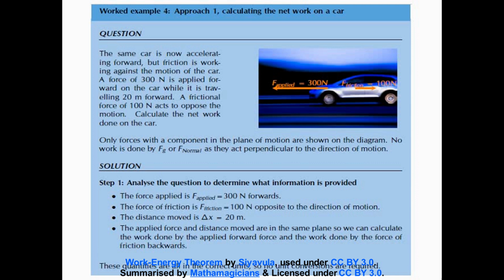All right, let's have a look at the solution. As always, we first analyze the question and we determine what information is provided. So they gave us the force applied, which is 300 newtons forward, the force of friction, which is 100 newtons in the opposite direction of motion, so backwards. The distance, delta x, was 20 meters, and the applied force and distance are in the same direction as the car, so they are in the same plane. So we calculate the work done by the applied force and the work done by the force of friction, which is backwards. And these quantities are all in the correct units, so we do not need to convert any components or units.